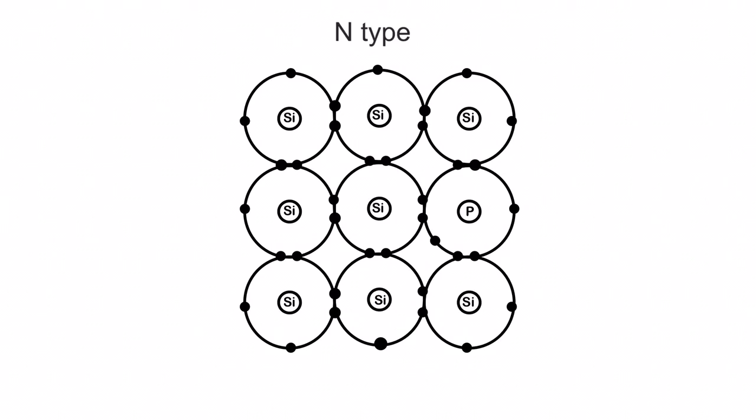In the next video, we're going to see what happens when we take an N-type and we put it next to a P-type, and that's where all the magic starts happening, where we end up getting a diode.